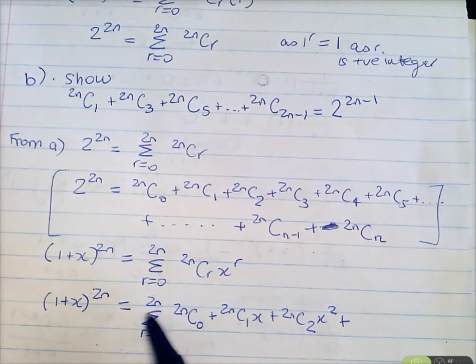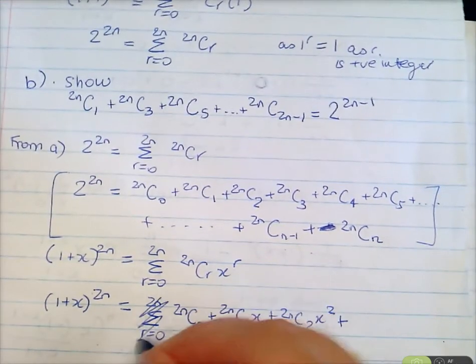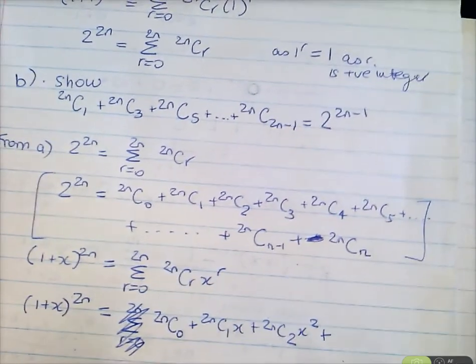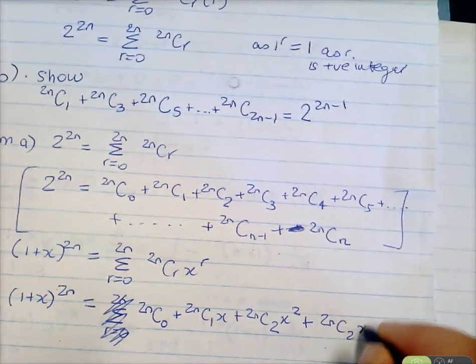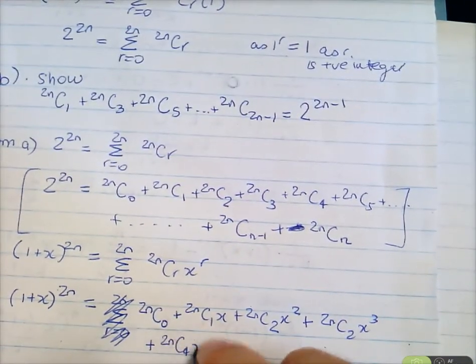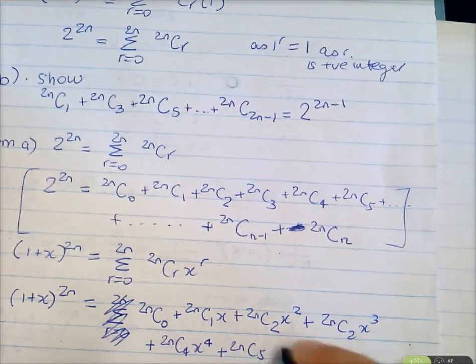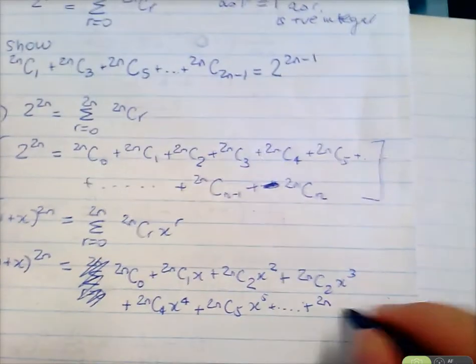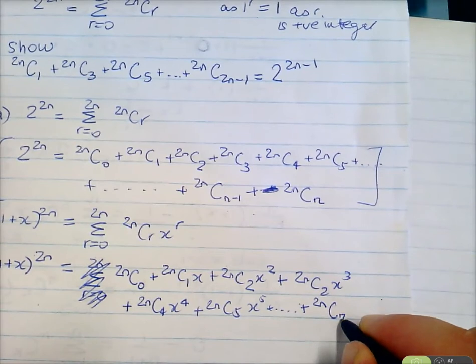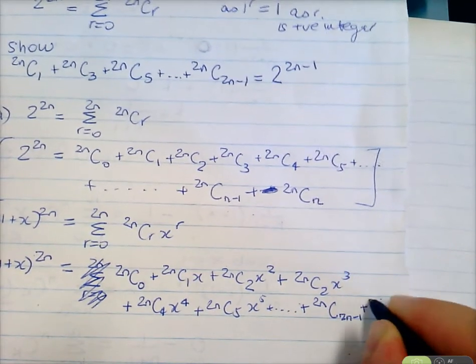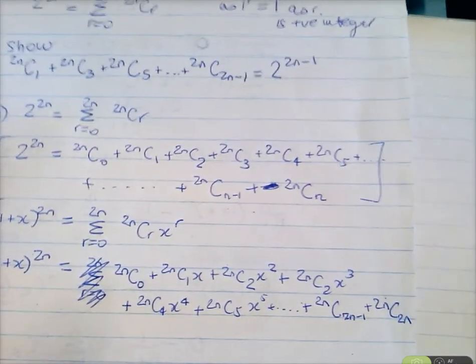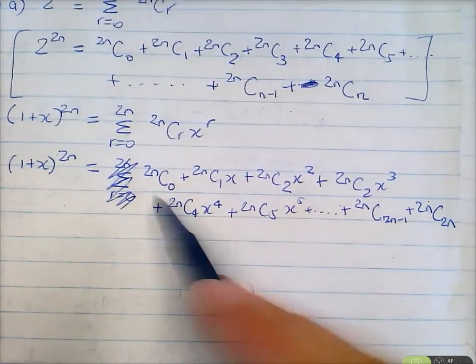So I've got that (1 + x)^(2n) is, sorry, I don't need the sum because I'm writing them all out. It's the sum of all these, which is 2nC0 plus 2nC1 x plus 2nC2 x squared plus 2nC3 x cubed plus 2nC4 x^4, plus 2nC5 x^5, plus, keep going. Second last term is 2nC(2n-1), plus the last term would be 2nC(2n). Okay, so that's that whole expansion written out. (1 + x)^(2n) equals all of that.